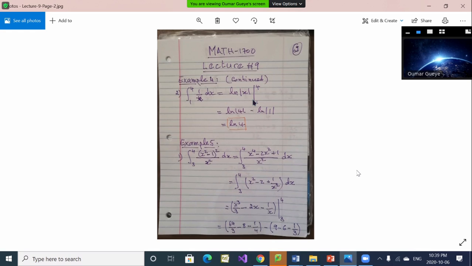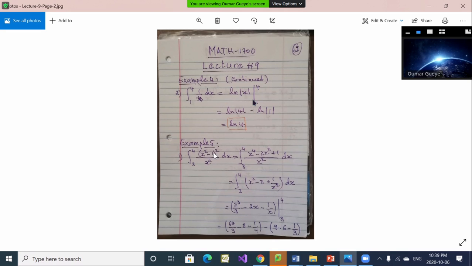Any question? So from the simplification, how did you get negative 2x squared? How to get this negative 2? From the simplification, here? Yeah.